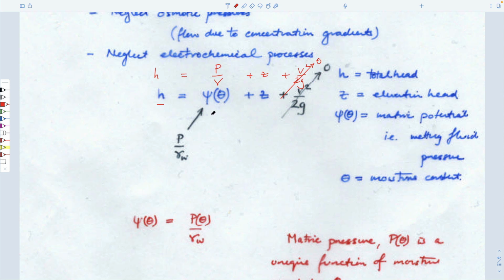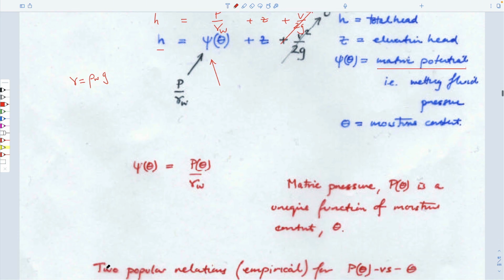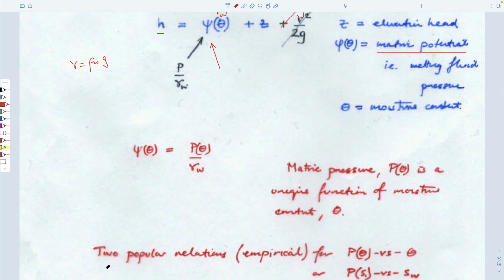So this term here is referred to as matrix potential. This is defined here. You see it written out here. And it's the fluid pressure of the wetting fluid divided by its unit weight. So this would be the unit weight of water. This is gamma. Gamma is equal to density of water times whatever planet you're on. We're on Earth, so it's gravitational acceleration.